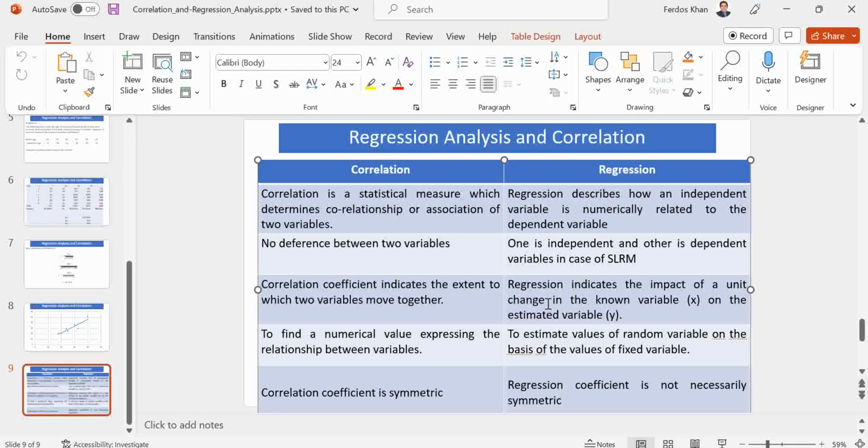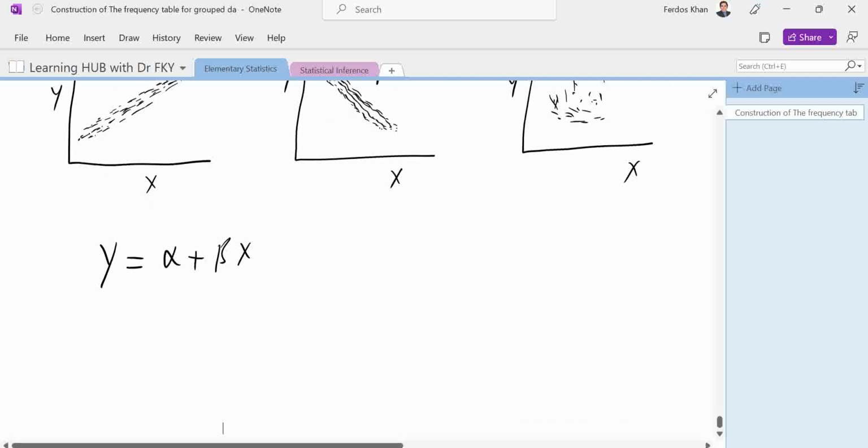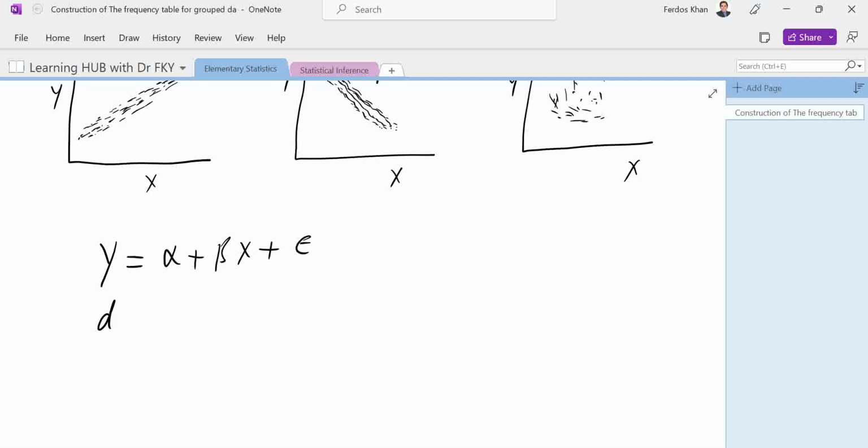This point: regression indicates the impact of a unit change in the known variable x on the estimated variable y. Now you can just write the simple linear regression model: y, the dependent variable, is equal to the intercept plus beta x, plus the error term, epsilon. So you can calculate dy with respect to dx, the change in y with respect to x, which should be beta plus 0.